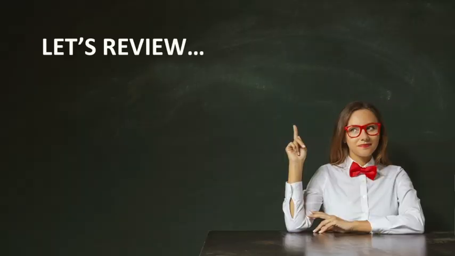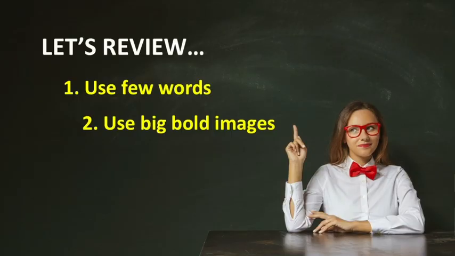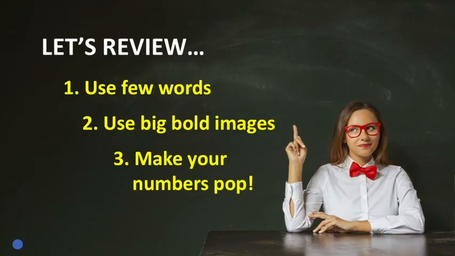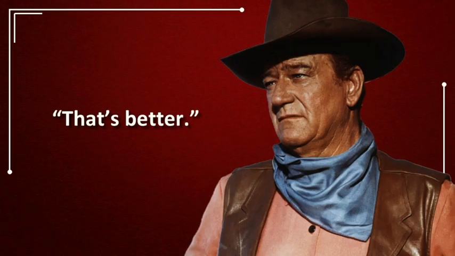So let's review real quick. It's very simple. Remember the WIN formula, W-I-N. I know it's not as wonderful as Susie Sunshine's evaluate, but W is for use few words. Number 2 is use big, bold images. Don't be afraid to put an image on the entire screen. You've got all this real estate. Use it to build emotion or to build a background. And number 3 is make your numbers pop. Make the numbers that you're going to deliver to your audience important. And then if you do that, you're going to be a superstar, and the Duke will be happy with you.